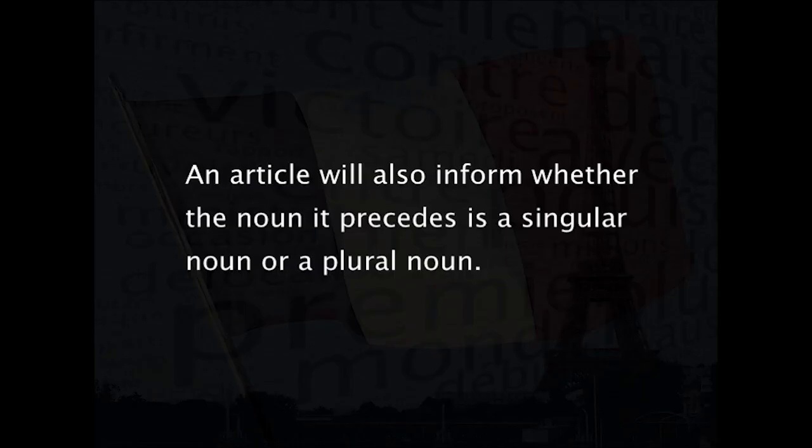It is interesting to note that in French, everything, be it a person, an animal, or an inanimate object, has a gender. It is either masculine or feminine. Hence, the article placed before the noun will reveal if this noun is a masculine noun or a feminine noun. Articles also specify the number. What I mean by that is, an article will also inform whether the noun it precedes is a singular noun or a plural noun.